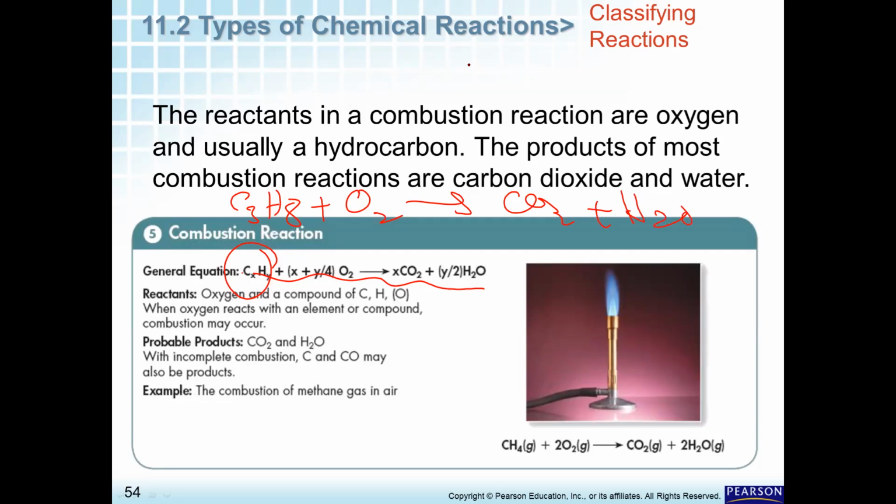Okay. And then if you want to balance that, then you have to multiply this by 3 to make the carbons the same. We have 8 hydrogens, so that has to be multiplied by 4. Then we have 4 oxygen, and 3 times 2, that is 6. So this has to be multiplied by 5. Right?